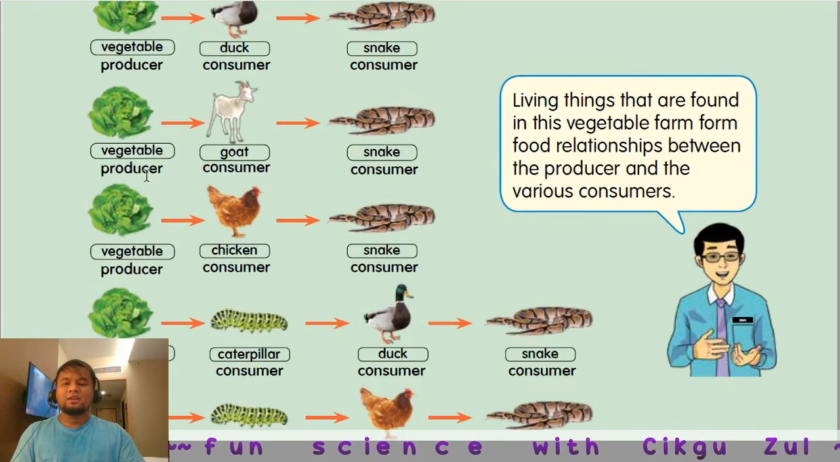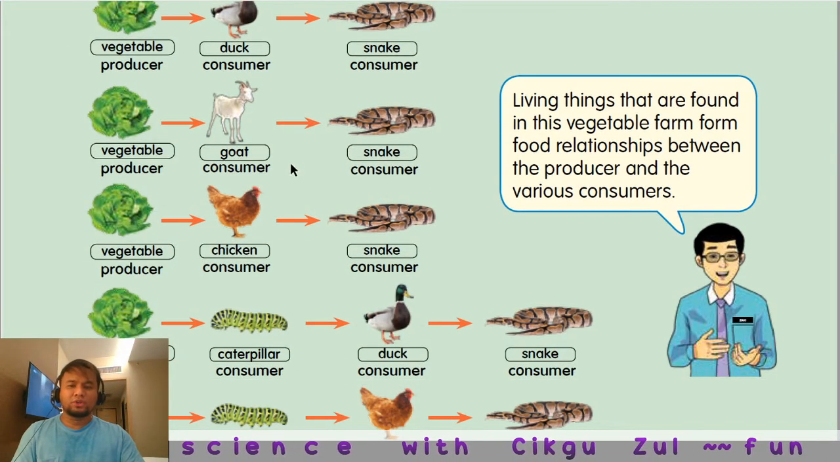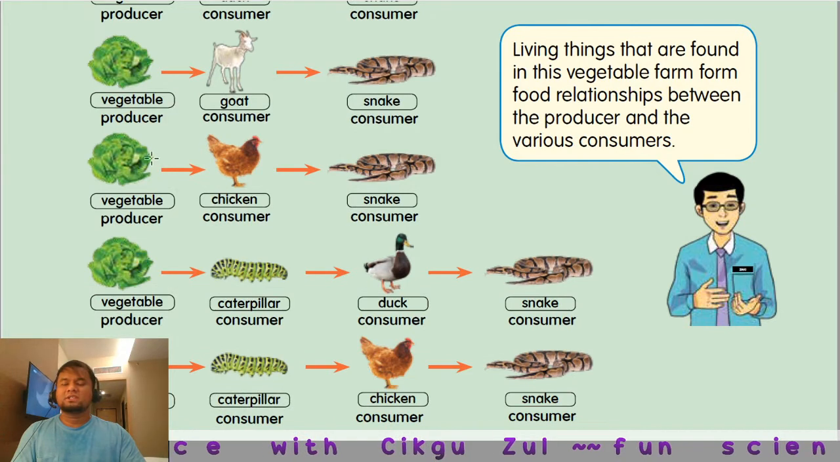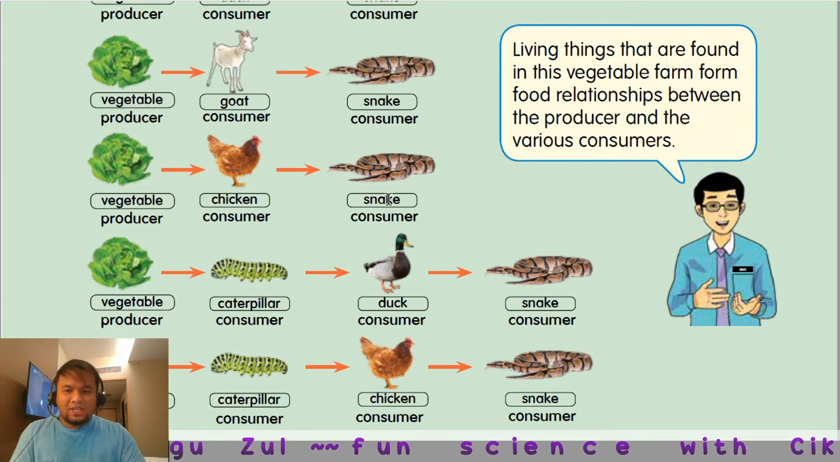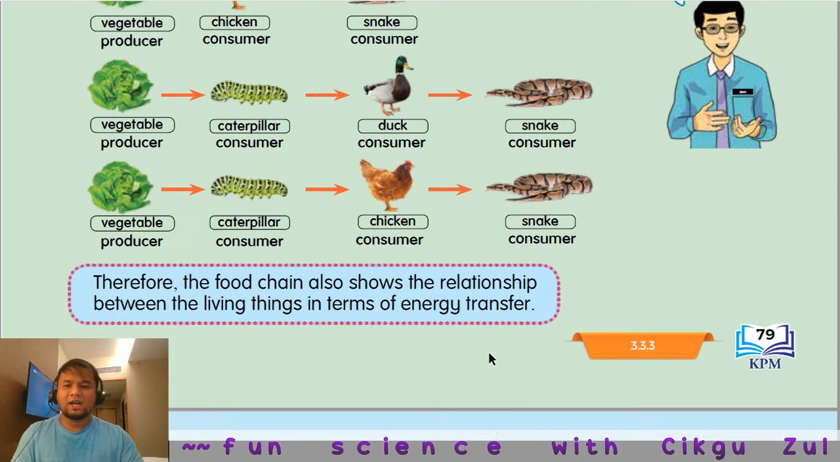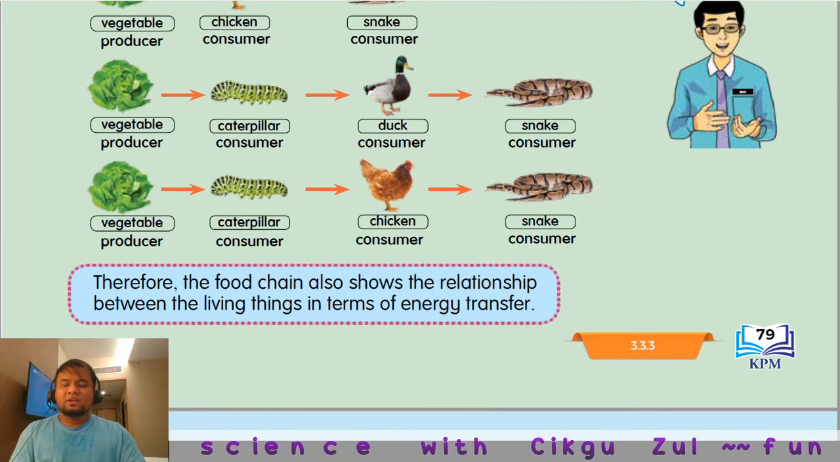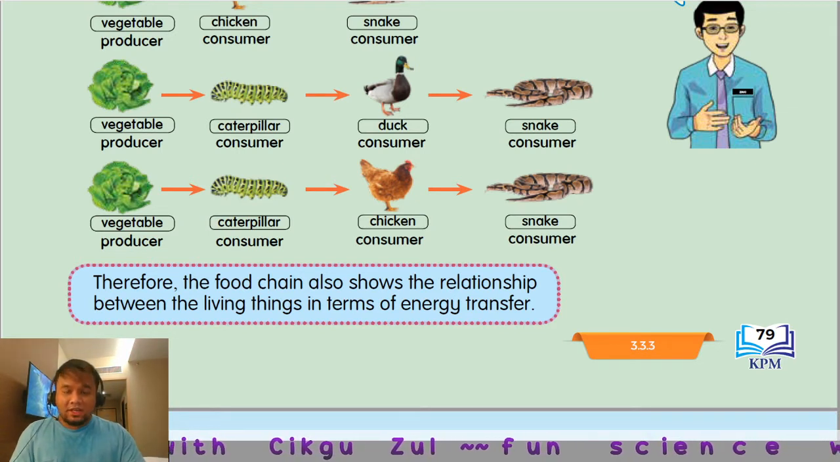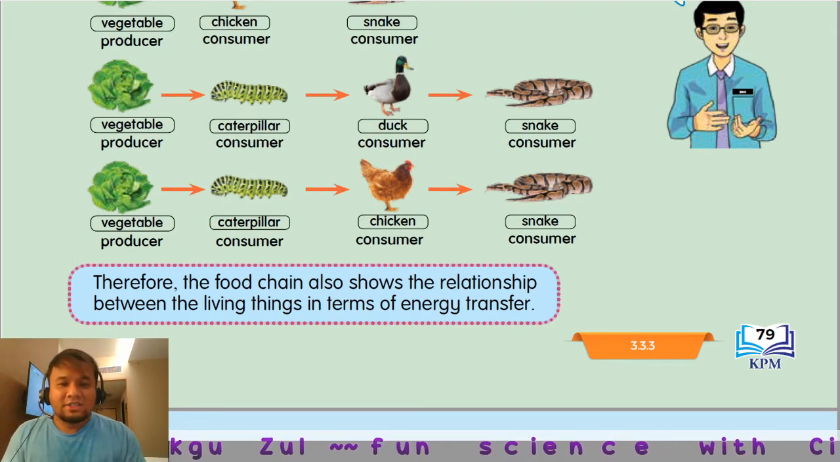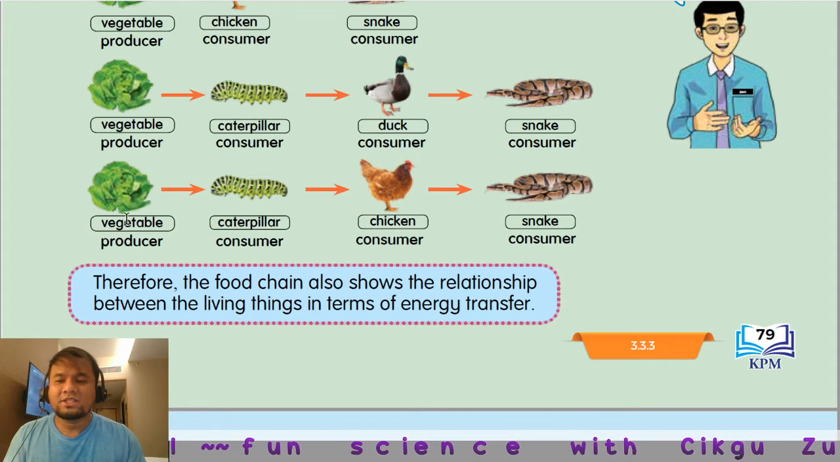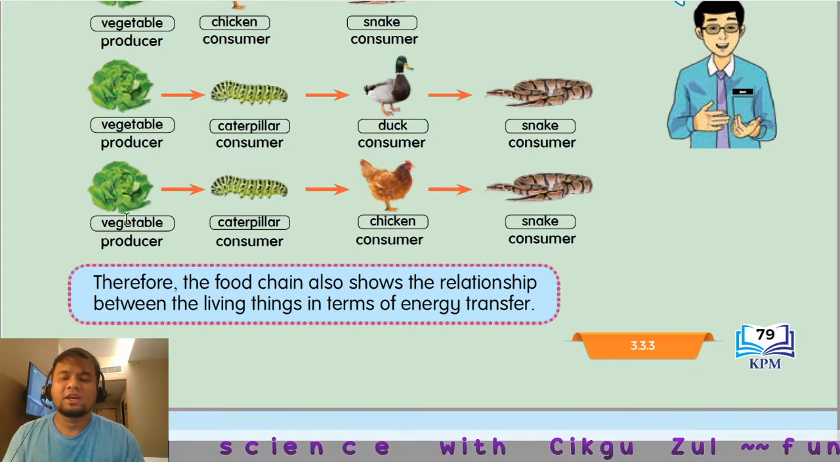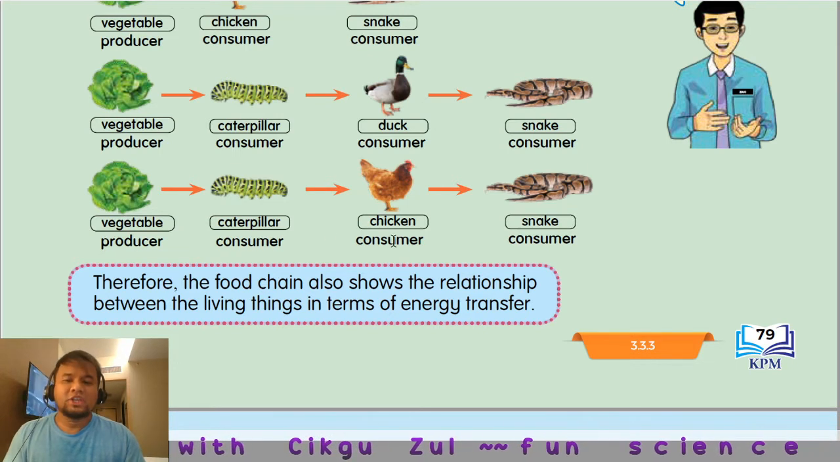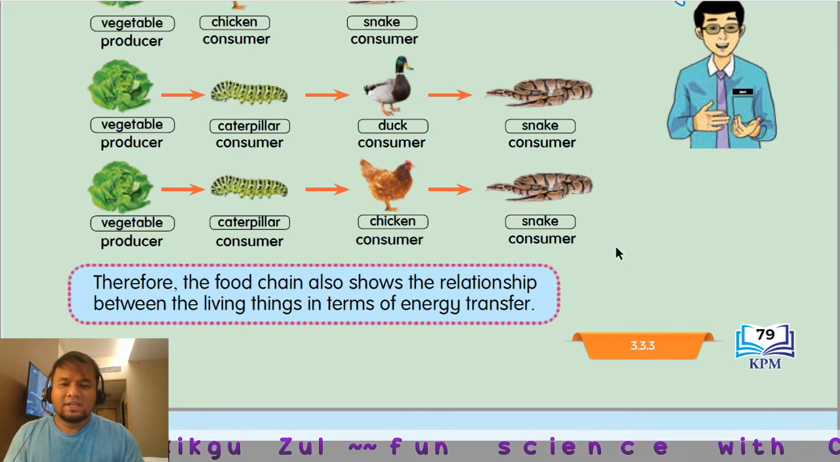We go on then. The vegetable eaten by goat, eaten by snake. Next, number 3, vegetable eaten by chicken, eaten by snake. Next, we go down. Okay, ada lagi. The vegetable eaten by caterpillar, eaten by duck, eaten by snake. And lastly, another food chain is vegetable eaten by caterpillar, eaten by chicken, and eaten by snake.